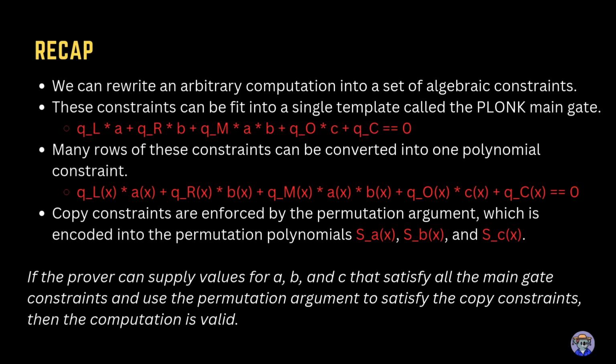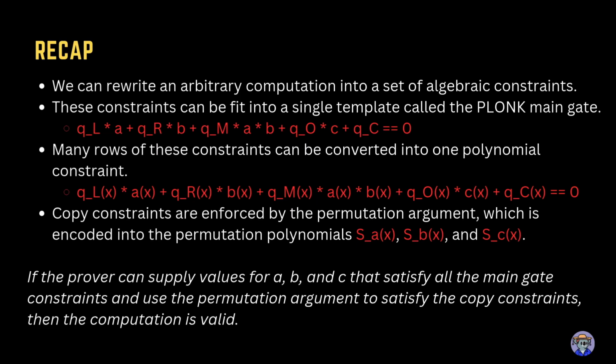These are fixed ahead of time and shared between the prover and verifier. The A, B, and C values are witnesses and are only filled in during proving. We also learned that we need to define copy constraints, which specify that certain witnesses must have the same value. We learned about the permutation argument, which is used to enforce these copy constraints. The predefined permutation is encoded into SA of x, SB of x, and SC of x, and like the selector polynomials, these are fixed and shared ahead of time.